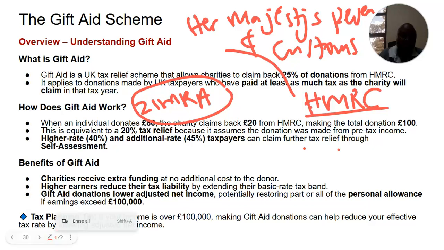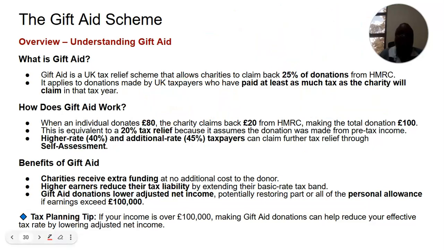The Gift Aid issue is something very resident, something always coming in every examination. So you need to understand how the Gift Aid scheme works. So when an individual donates £80, the charity claims back £20 from Her Majesty's Revenue and Customs, making the total donation £100.